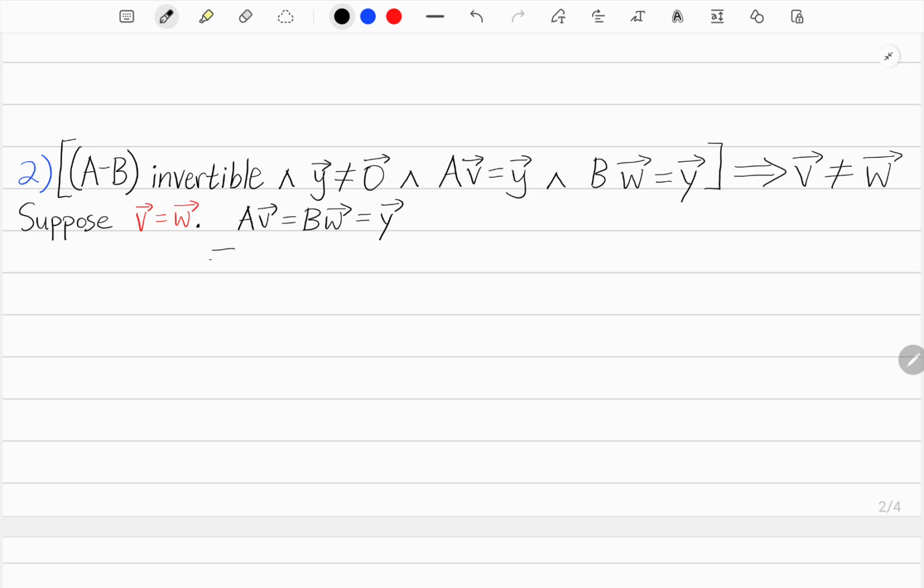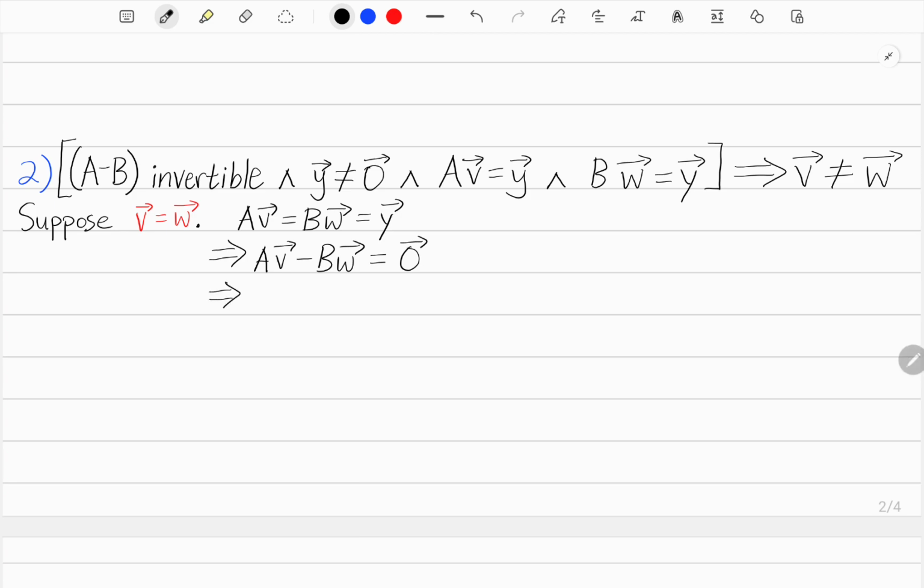Then what does this mean? This means that if we move the BW to the other side, we have AV minus BW. That is going to give you the zero vector, the zero column vector, because AV is a column vector and B times W is going to be a column vector. So their difference is the zero column vector.